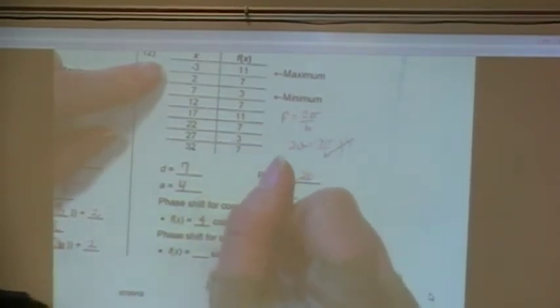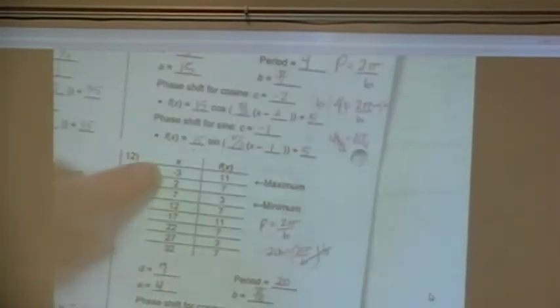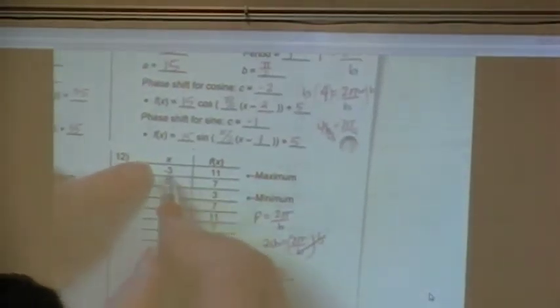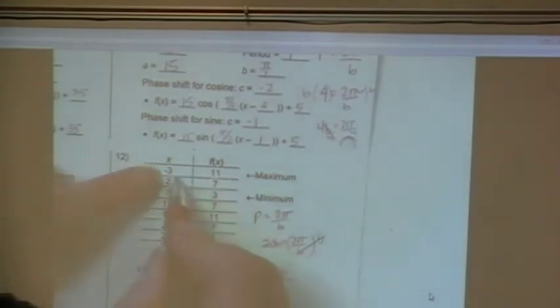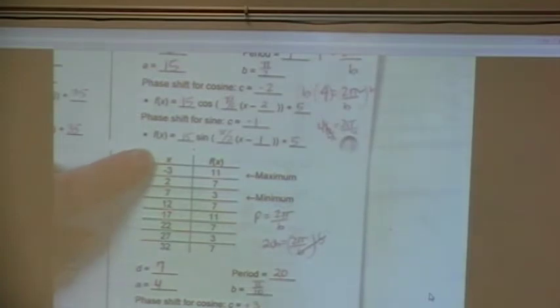Wait, how do you find the C? Okay, this is cosine. And remember, cosine starts at a peak. So my table started at a peak, but it's not at 0 like it normally is. It's at -3, which means it's been shifted left 3. Which means in my equation it has to be +3.